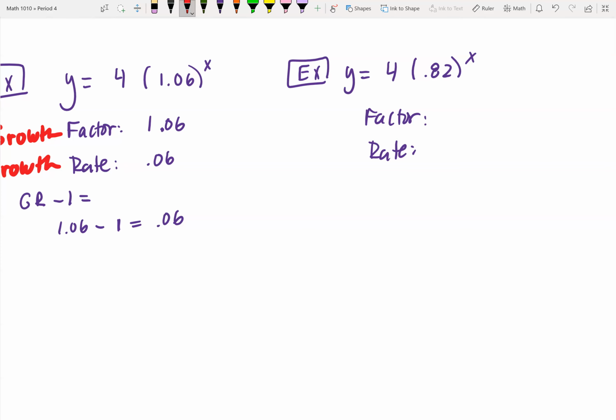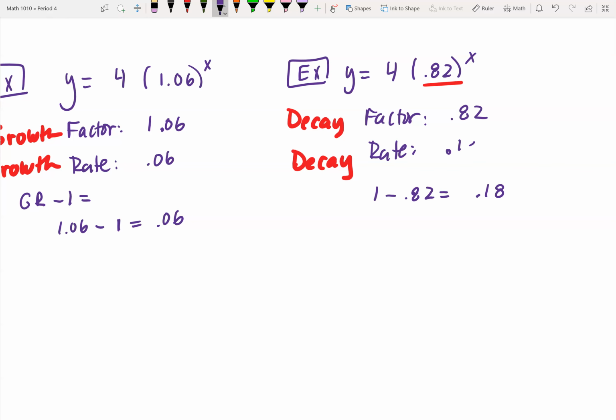Look at the next one. Growth or decay? Decay. So fill in the word decay. Factor, put exactly what's there, 0.82. Decay rate: you go 1 minus 0.82, you get 0.18. So the decay rate is 0.18, which is the same thing as 18%. And 0.06 is the same thing as 6%. So it's always a minus, it just depends on the order. The first one is minus 1.